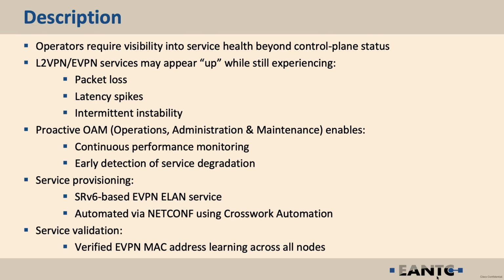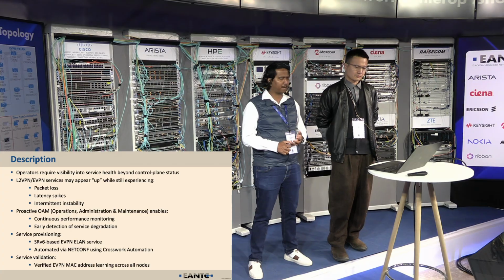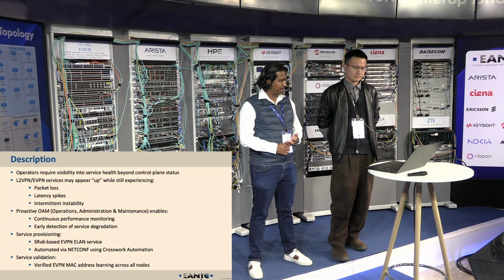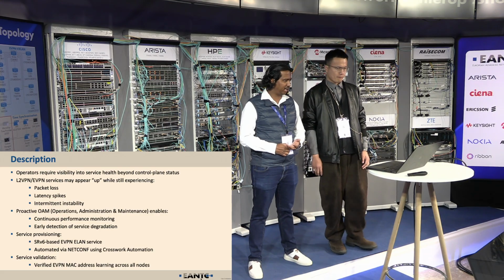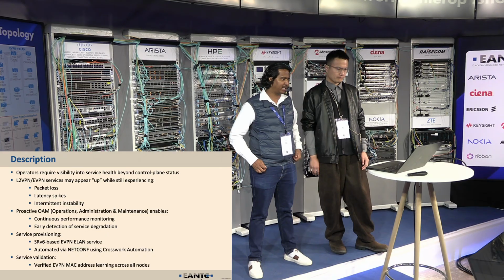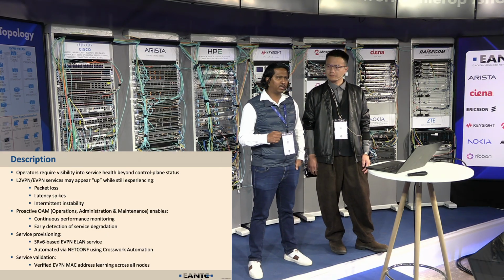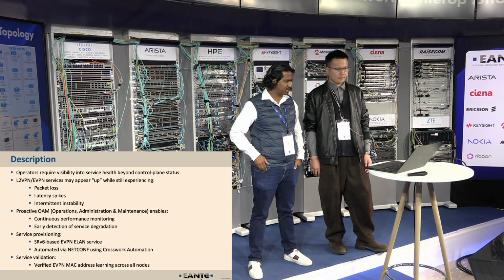L2 VPNs or EVPNs, as I said earlier, may show up as up, but they can still experience issues related to packet loss, latency spikes, and intermittent instability. But with proactive OAM, which is operations, administration and maintenance, it enables continuous performance monitoring. Although the routers have the capability to set up the CFM MAs and the CFM peers, it will allow you to detect early degradation of a service.